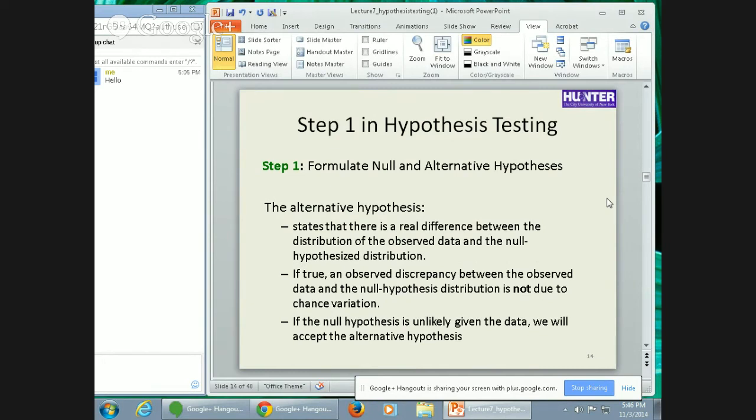Your alternative hypothesis is that there is a real difference, that the sample you've drawn is not compatible with the null hypothesis. You've got too few white beans in that handful that you took for it to have come out of this sack of beans. And if so, given your sample, the null hypothesis seems very unlikely, we'll reject the null hypothesis.